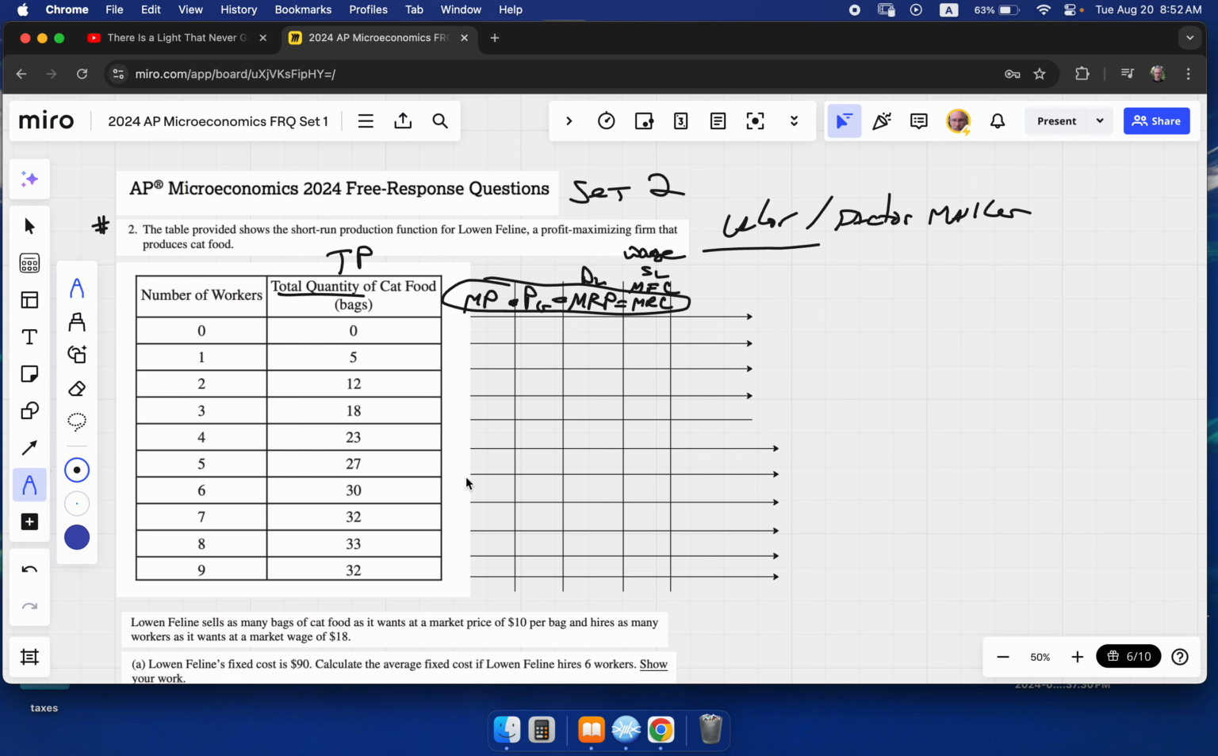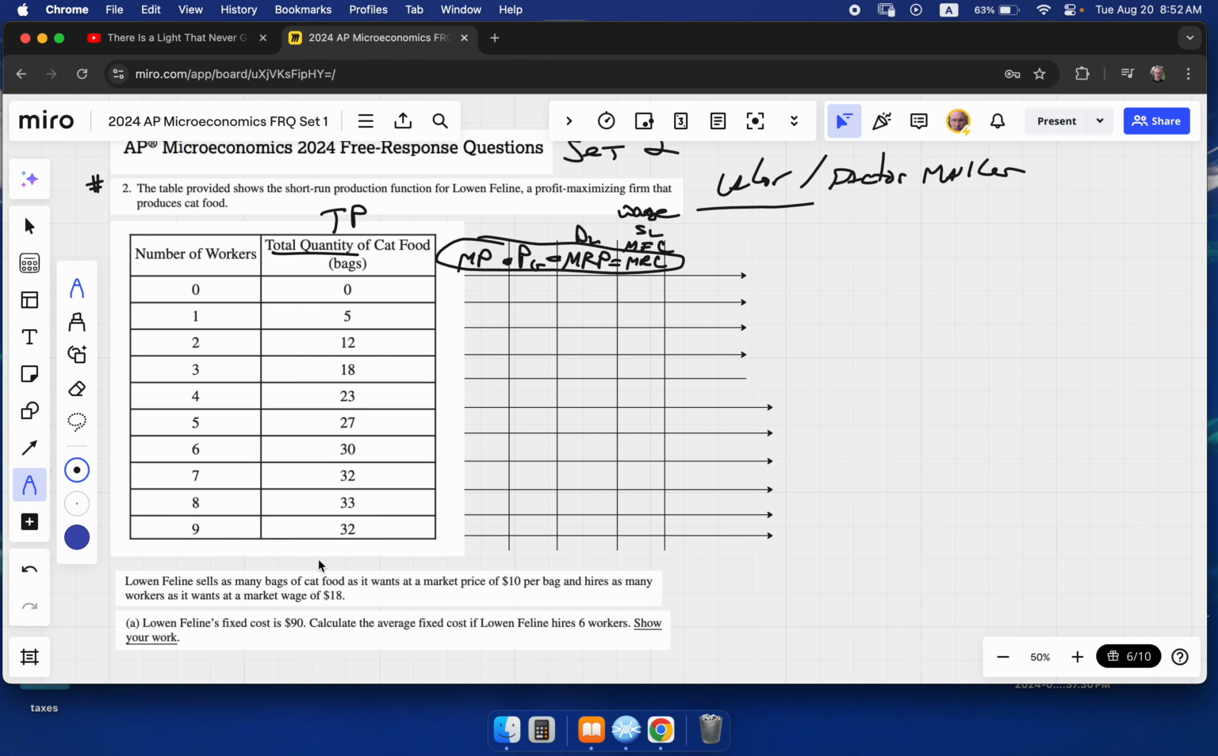So let's read down here, because they always tend to give us the price of the good and the wage rate. So let's just plug those in. 18, 18, 18, 18, 18, 18. And the price of the good all the way down. Got it? Then we're going to do our marginal product, which we know is just a change in total product over the change in quantity. The change in quantity is always 1, so we're really just interested in that change in total product.